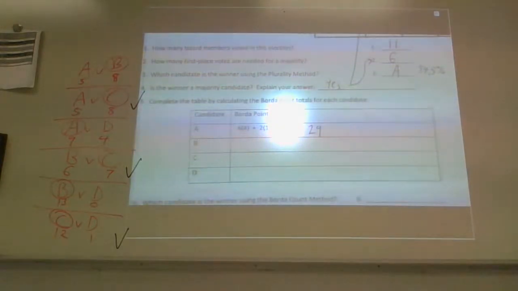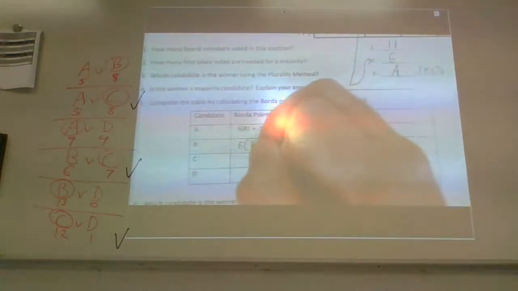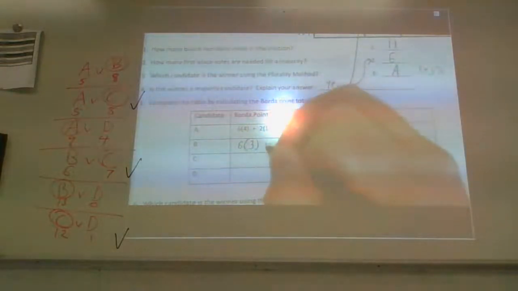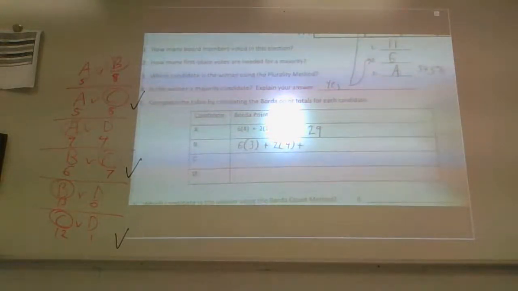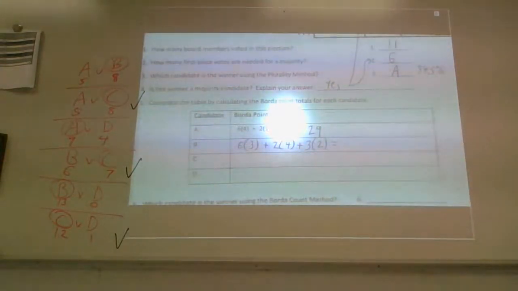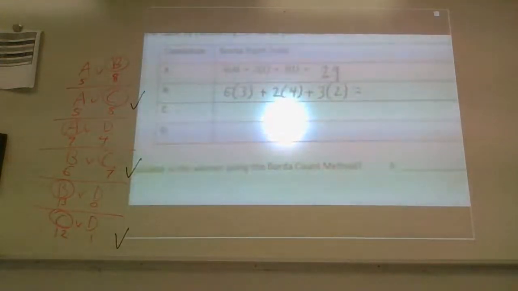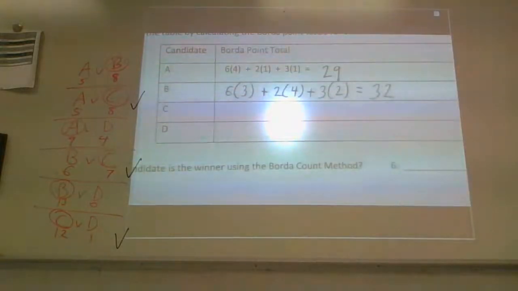If you work through, let's say, candidate B, 6 of those ballots were second place votes, 2 of the ballots were first place votes, and 3 of the ballots were third place votes. If we do that calculation correctly, I'm going to zoom in on that. There we go. That should be 18 plus 8 plus 6, 32. Now, all of a sudden, candidate A, Amaro, had a majority, more than 50% of the vote, yet by Borda count, she's lost.